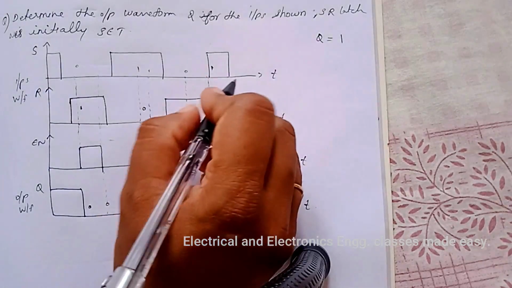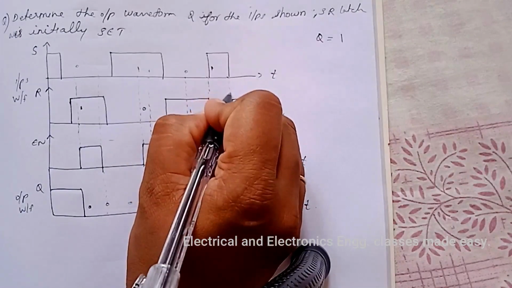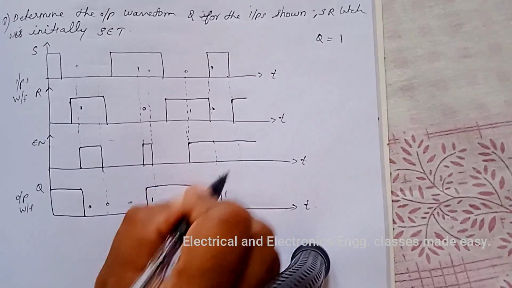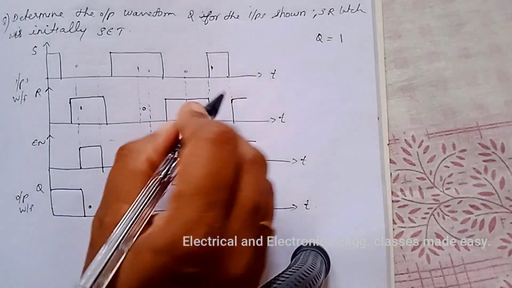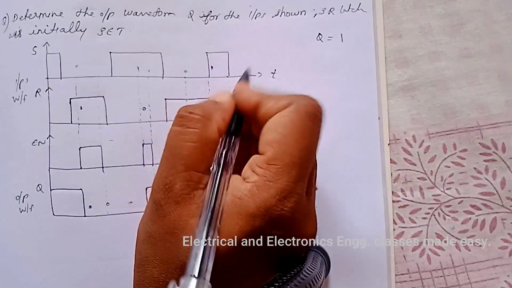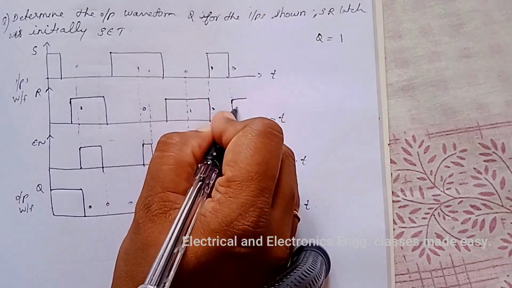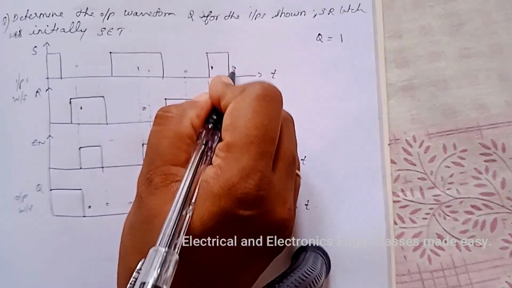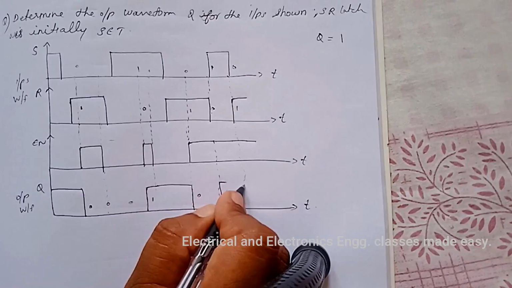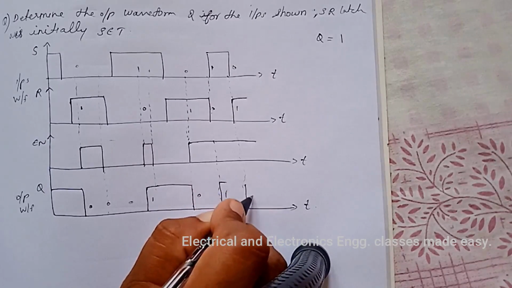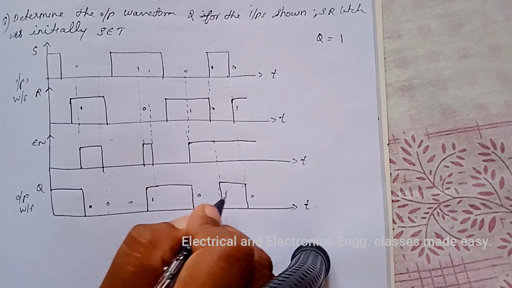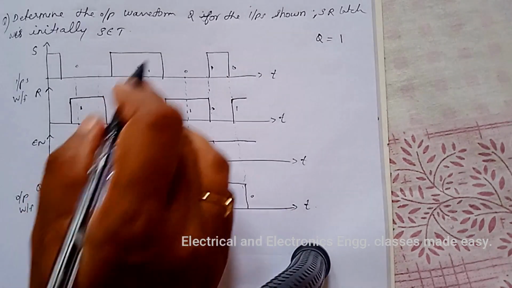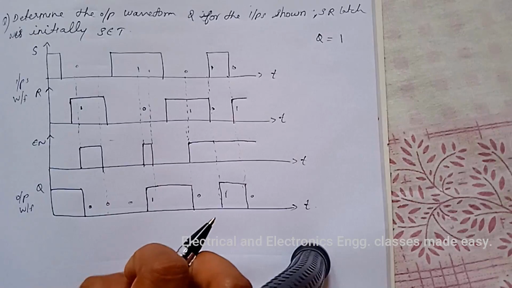And again at this point the inputs are changing, that is 0 and 1 here, and also the enable is high. That means 0 and 1 means the output is 0. So this will be the output waveform for these input waveforms.